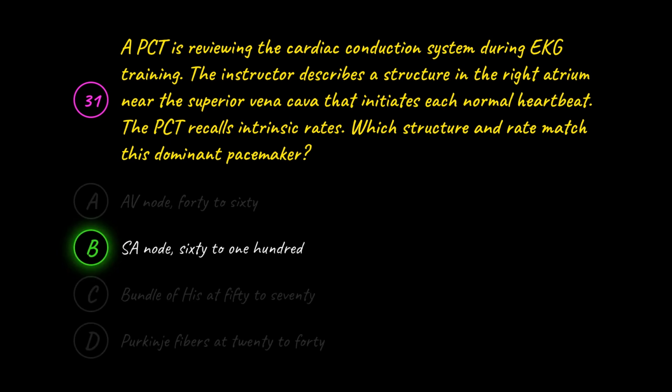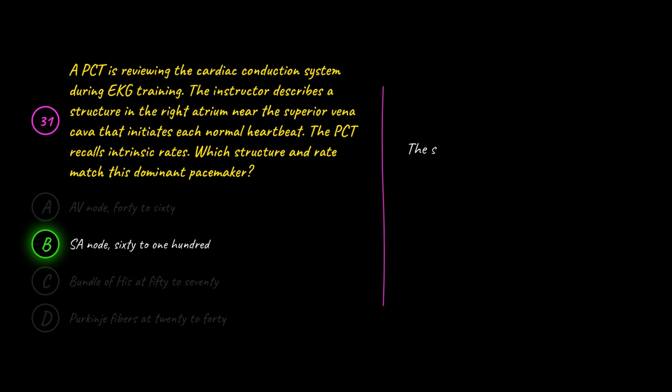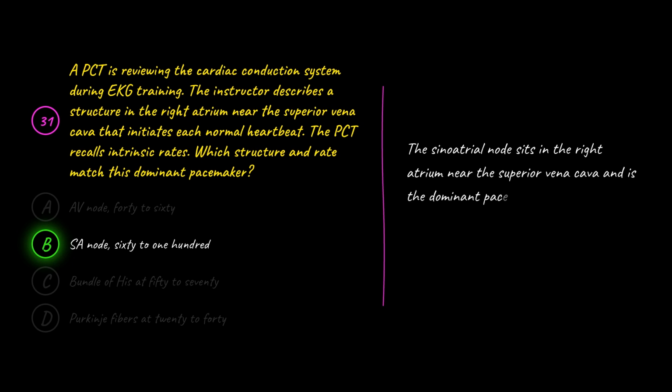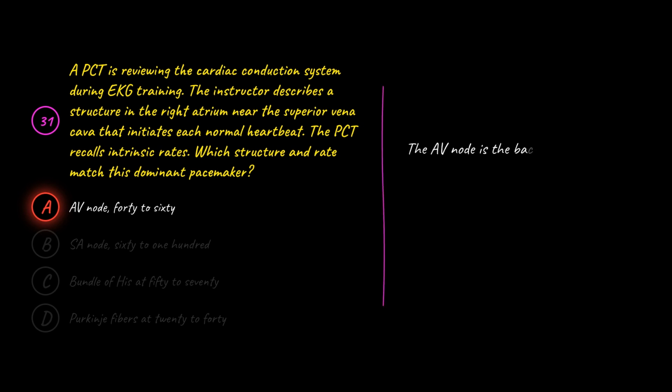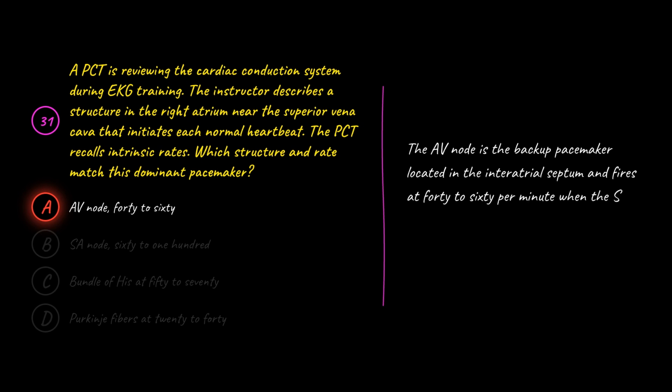The correct answer is B, SA node 60 to 100. B is correct because the sinoatrial node sits in the right atrium near the superior vena cava and is the dominant pacemaker with an intrinsic rate of 60 to 100 per minute in healthy adults at rest. A is wrong because the AV node is the backup pacemaker located in the interatrial septum and fires at 40 to 60 per minute when the SA node fails. It is not the dominant pacemaker described in this scenario.